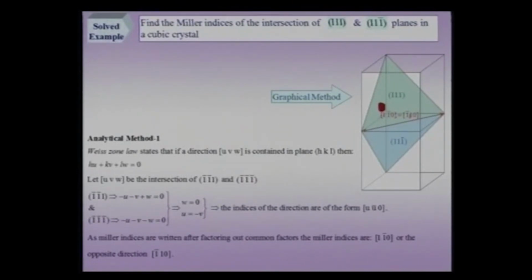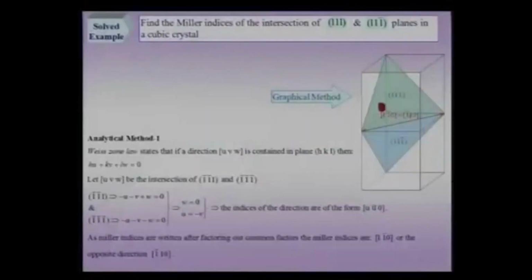Now to illustrate the utility of the Weiss zone law and sometimes its simplicity, let me solve the same problem by using the Weiss zone law. And let me assume that if the direction is [uvw] and it is contained in the plane (hkl), according to the law it is hu plus kv plus lw equals 0. In this case I know both the (hkl) planes, what I do not know is the direction [uvw]. That means both these planes have this direction in common, and it is this direction which I am trying to determine from the Weiss zone law.